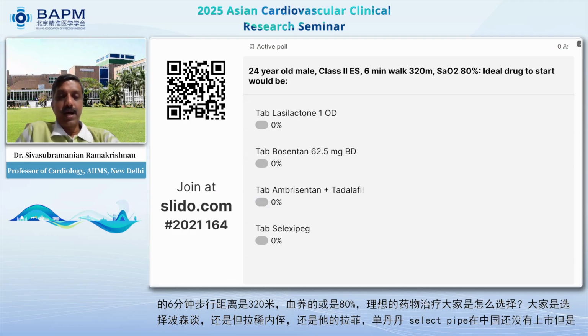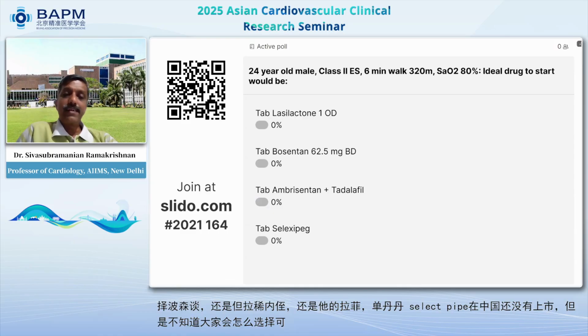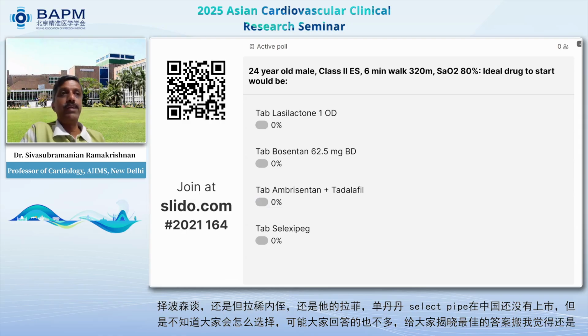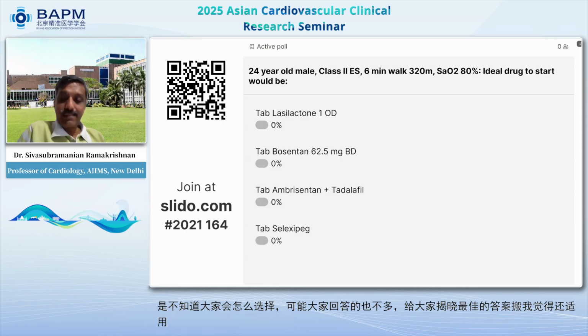Since I'm not expecting many people to answer this poll, the answer here is that even though in classical idiopathic pulmonary hypertension we always go for combination therapy to start with, most Eisenmenger syndromes do very well with monotherapy. We'll discuss why this discrepancy is there.